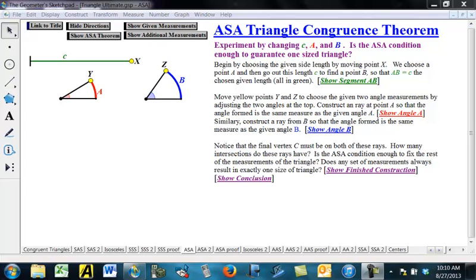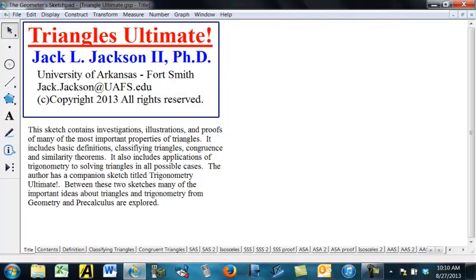This is Jack Jackson. We're going to be looking at the ASA triangle congruence theorem and the ASA condition today. This is part of my Triangles Ultimate Geometry Sketchpad sketch. Hopefully you can get access to the sketch. You can get in there and experiment with these things on your own.